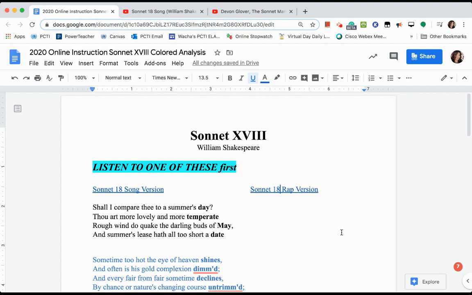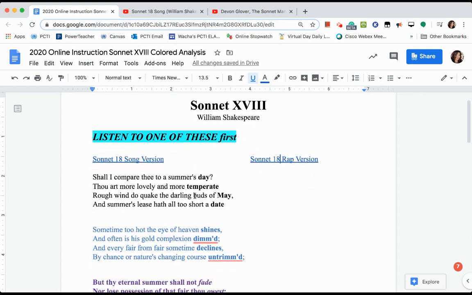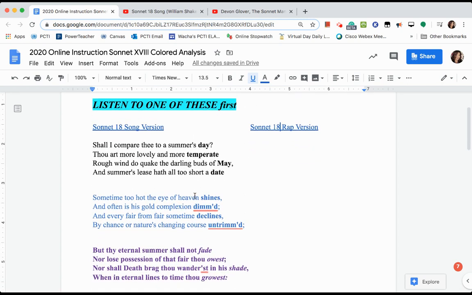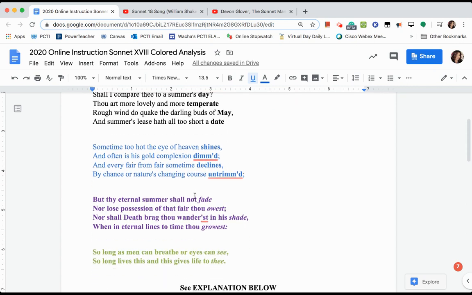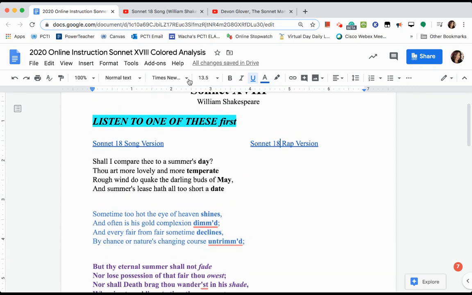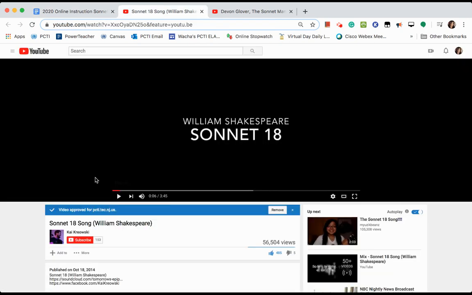Okay, so here we go. Sonnet 18 by William Shakespeare. I strongly suggest, actually, I want you to listen to one of these two versions of Sonnet 18. They're a little bit more modern. So before you actually dive into this analysis, pick one of these to listen to.